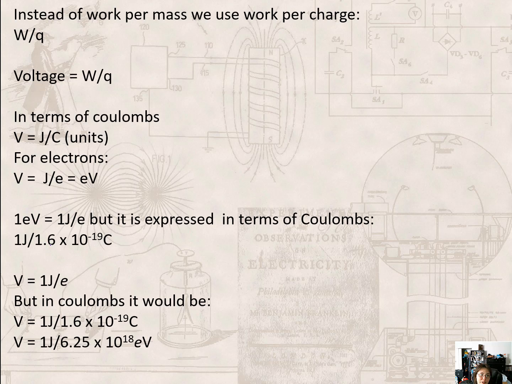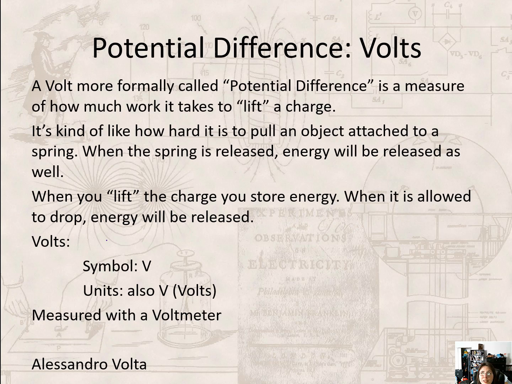So 1 joule divided by 1.6 times 10 to the negative 19th is equal to an electron volt. But a volt is 1 joule per coulomb, so 1 joule divided by the 1.6 times 10 to the negative 19th coulombs. So there are 2 different ways to measure voltage. So, potential difference in volts. A volt is more formally called the potential difference, and it measures how much work it takes to lift a charge, as we saw in the last picture.